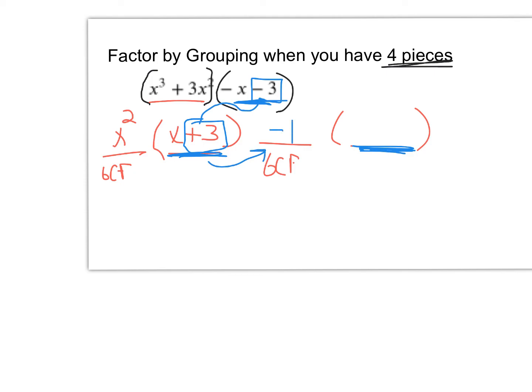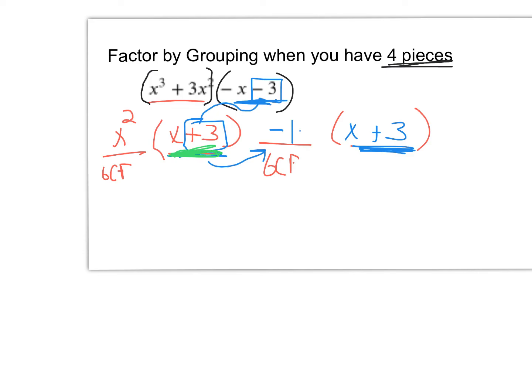So in doing so, negative 1 x divided by negative 1 is positive x. Negative 3 divided by negative 1 is positive 3. So we have it look like this. Now our next step, okay, is we got to put this together.